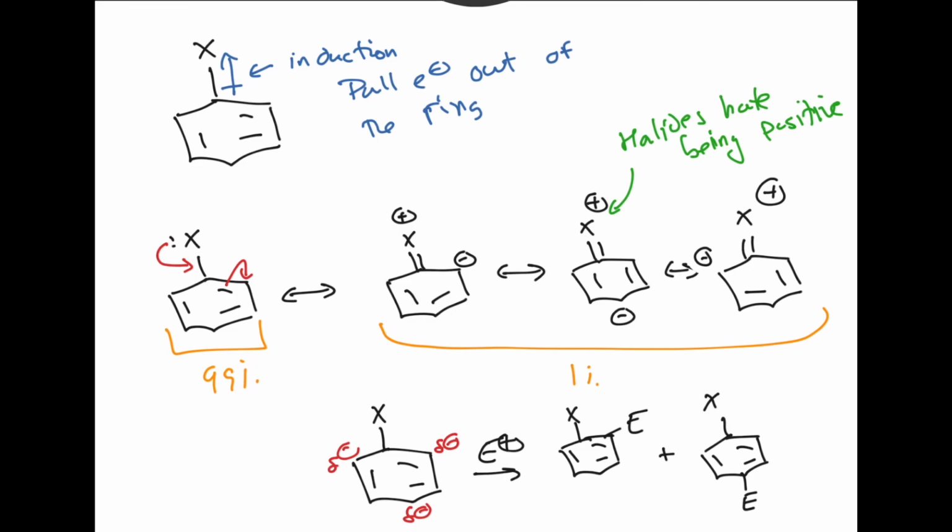So the halide's working against itself. It's pulling electrons out of the ring through induction and then just gives a little bit back through resonance, just enough to make the ortho and para positions negative and select for ortho para over meta.